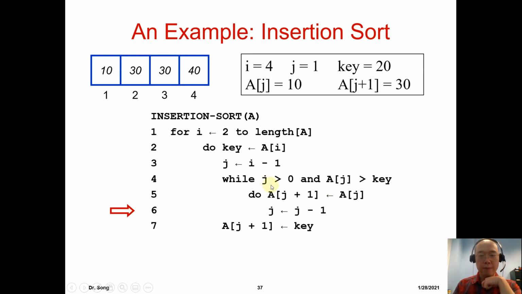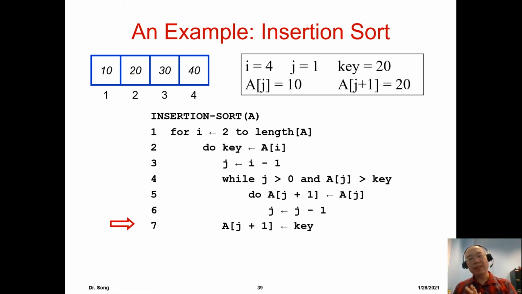So j is greater than 0, that's true because j is 1. And then a[j] greater than the key, a[j] is 10. 10 is no longer greater than the key. So what does this mean? This means we have already found the right location for the key, which should be j plus 1. Okay, so the last part, we want to insert 20 here, so we have everything sorted.